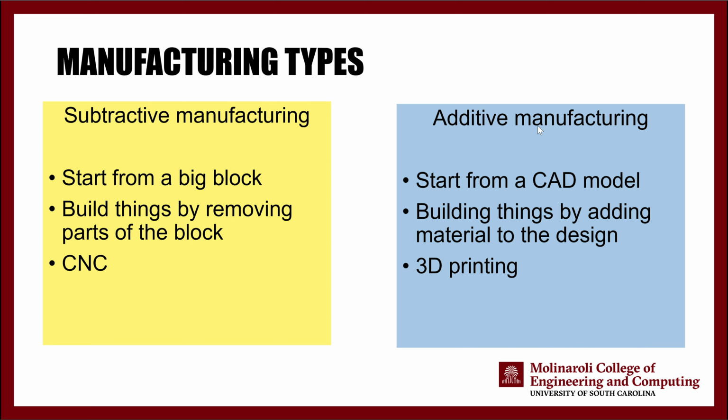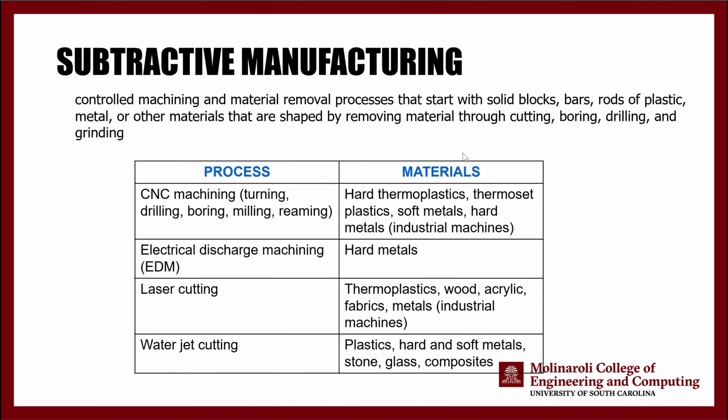Additive manufacturing, on the other hand, doesn't start with a solid block. It only starts with a CAD model and some sort of a PLA, resin, or epoxy, and then builds the object layer by layer, and each layer bonds to the previous layer. Essentially, we are adding layers to the thing that we want to print. I guess the most famous type of additive manufacturing is 3D printing. Let's talk a little bit more about each type of manufacturing.